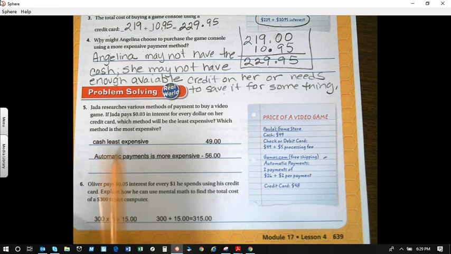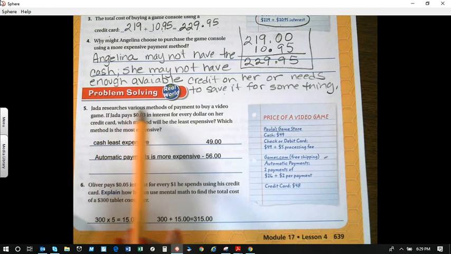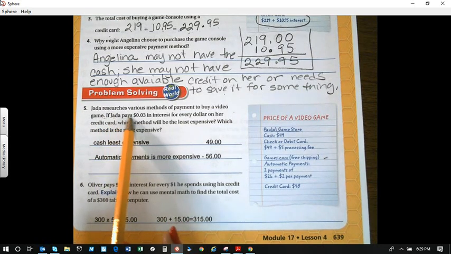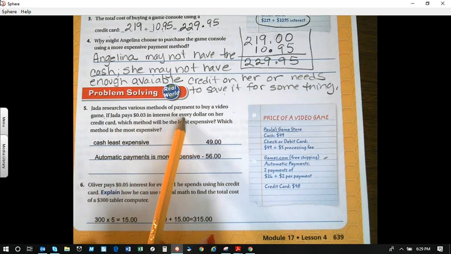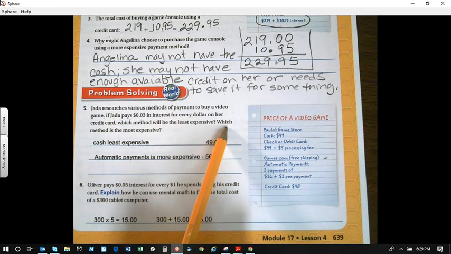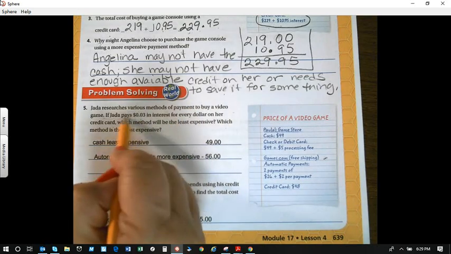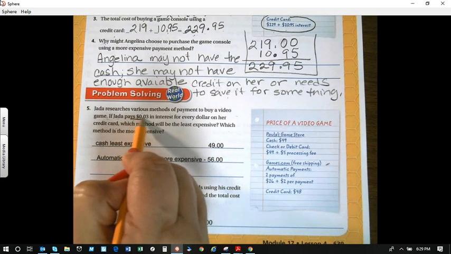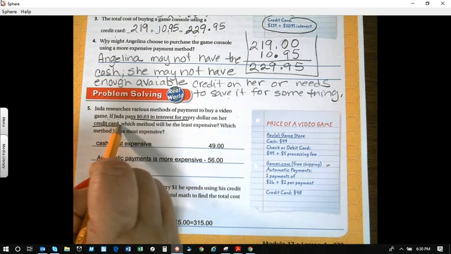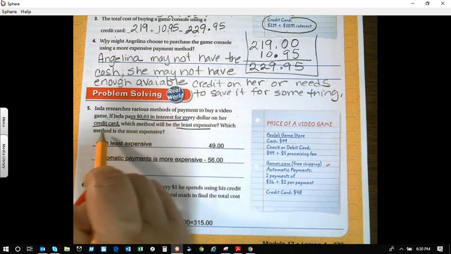All right, so look at this. Jada researches various methods of payments to buy a video game. If Jada pays 3 cents in interest for every dollar on her credit card, which method will be the least expensive? All right, so I know that she's paying 3 cents in interest for every dollar on her credit card. So we're looking at least expensive and most expensive.